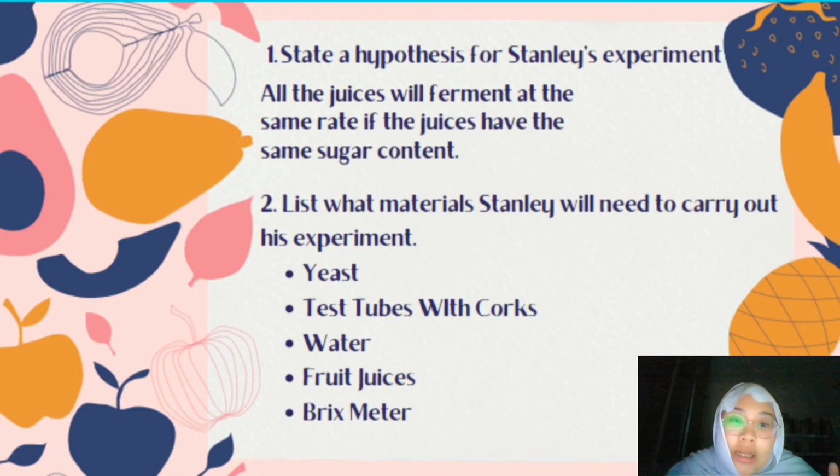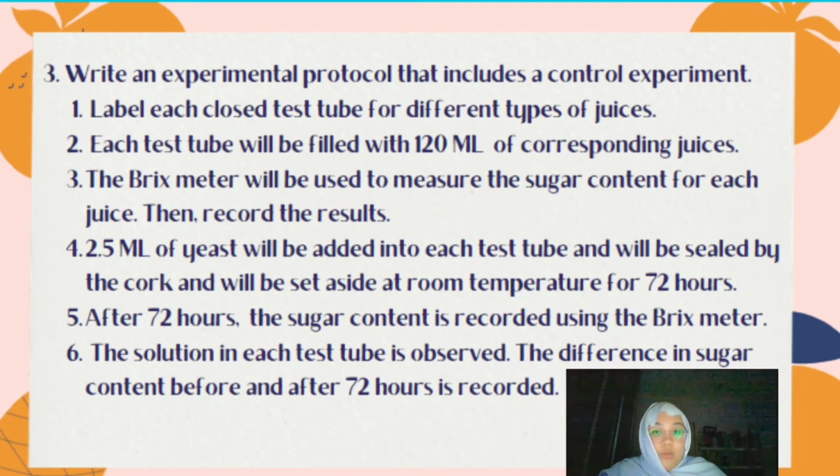This is what material Stanley needs to carry out for his experiment. In my opinion, he needs yeast, test tubes with corks to prevent presence of air, water, fruit juices, and a Brix meter. This is the reason why. This is an experimental protocol that includes a control experiment.